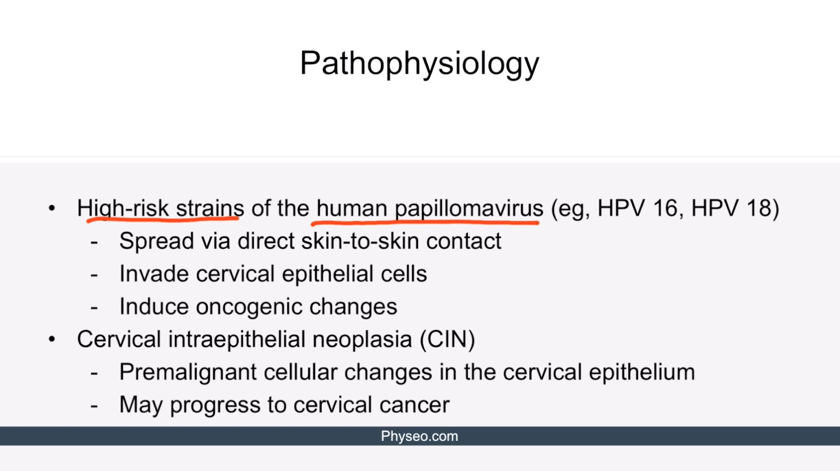These viruses spread via direct skin-to-skin contact, invade cervical epithelial cells, and induce oncogenic changes, thereby setting the cells on a path to neoplastic growth. This path usually begins with cervical intraepithelial neoplasia, or CIN for short. CIN is characterized by premalignant cellular changes in the cervical epithelium that may progress to cervical cancer.